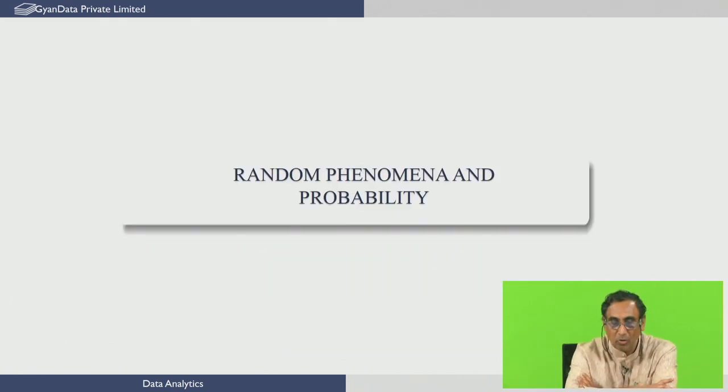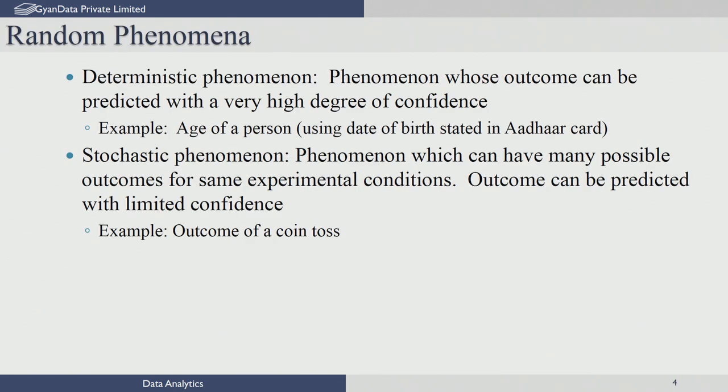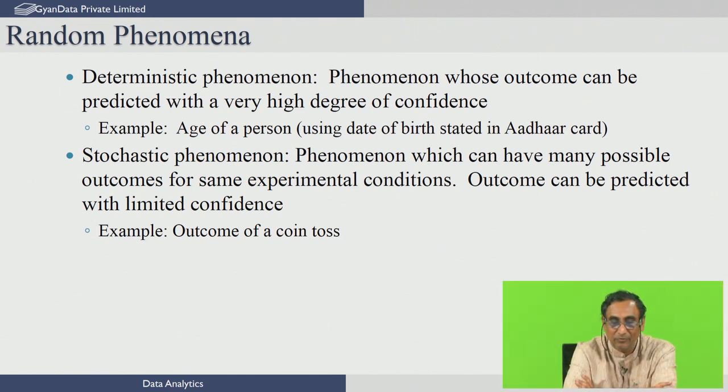testing. So, we will go on to characterizing random phenomena, what they are and how probability can be used as a measure for describing such phenomena. Phenomena can actually be either considered as deterministic, phenomena whose outcome can be predicted with a high level of confidence can be considered as deterministic.